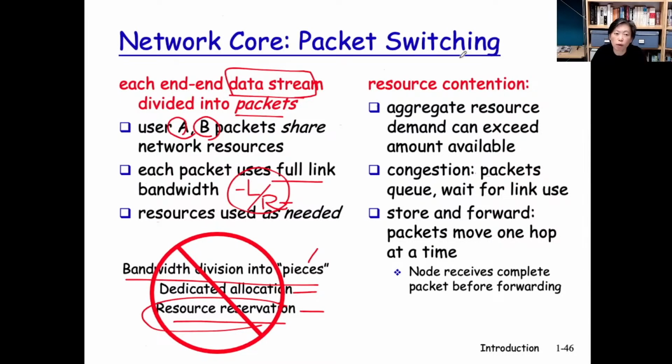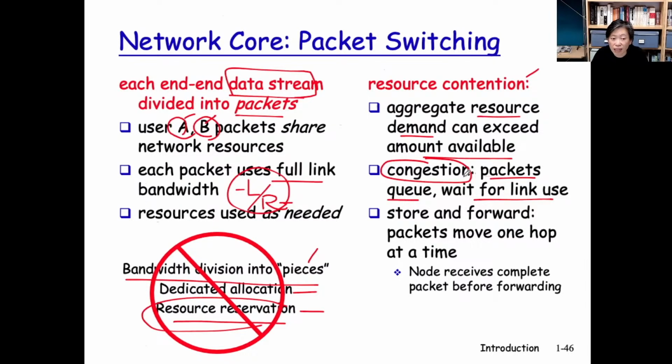Now let's look at what's wrong with packet switching. First of all, we will have resource contention because there's no reservation mechanism. What if A and B, they all have a lot of data to send, so the resource demand is beyond the available resource. We call that situation network congestion. In that situation, packets will have to queue up at these routers and wait for link queues.